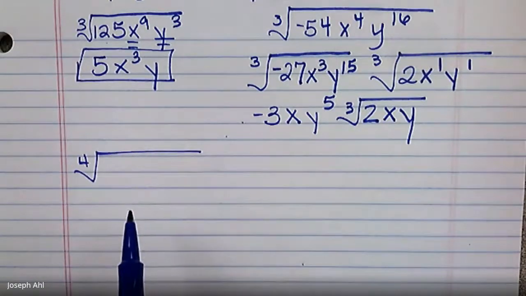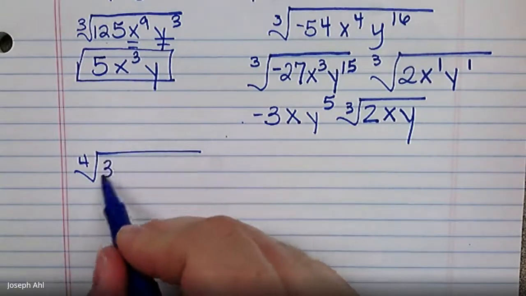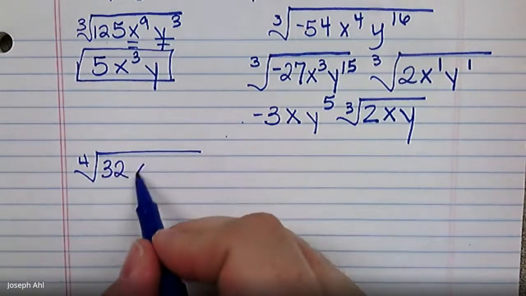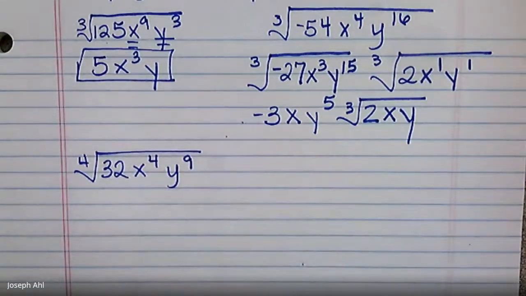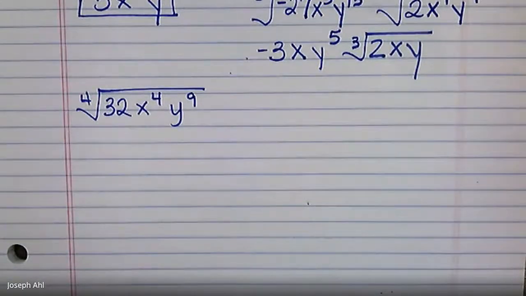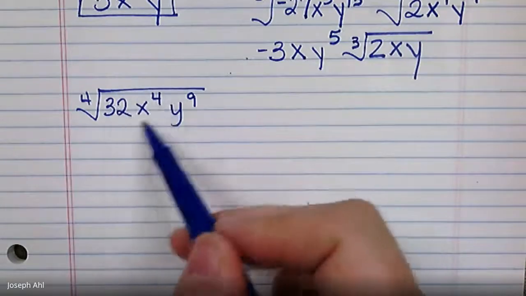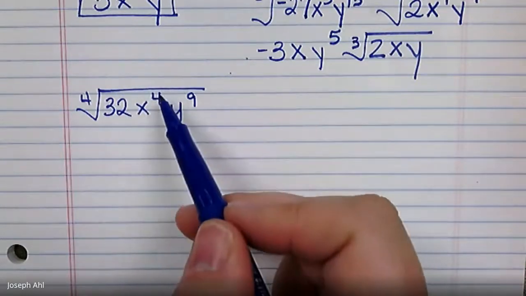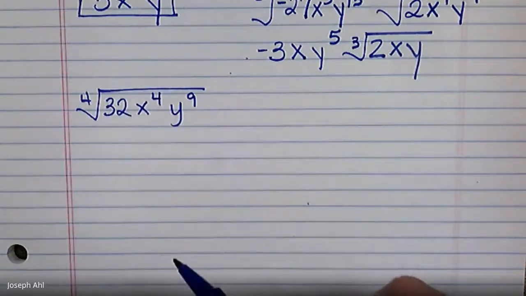What about the 4th root? Okay, so the 4th root of, let's do 32 x to the 4th, y to the 9th. We haven't dealt with any 4th roots yet. And I'll tell you, none of these are a number to the, well, actually, this is perfect, right? This is something to the 4th. But these and this term are nothing to the 4th power.